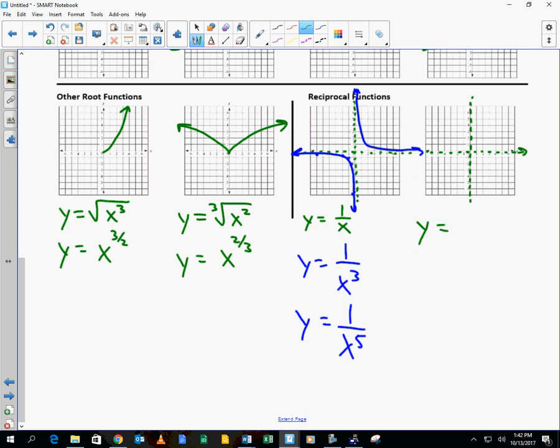Now, if I look at a different function, you tell me how this is going to look differently. y is equal to 1 over x squared. How will that look different? Why? It's squared, because if you square a negative, you get a positive. So therefore, if it's an even power on the bottom, it will look like this.